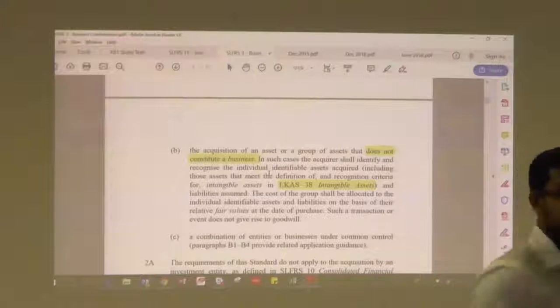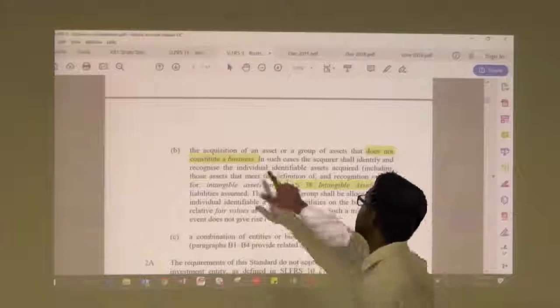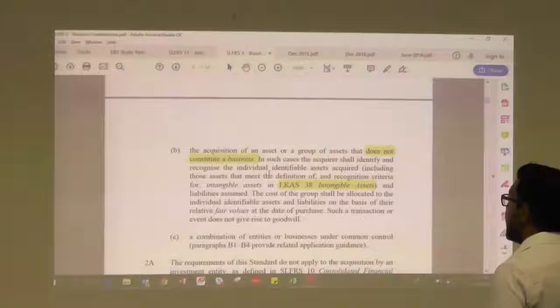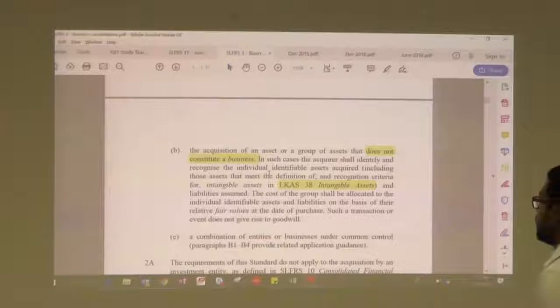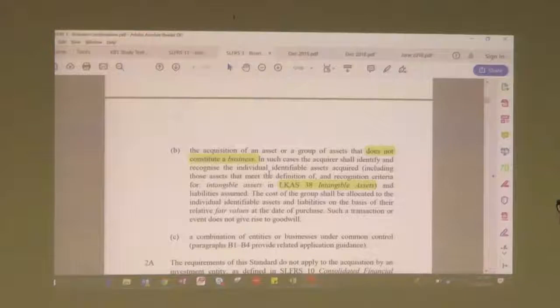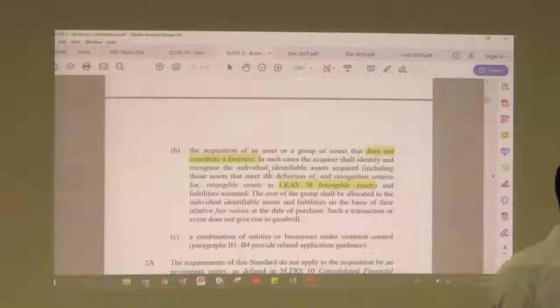If so, this standard will not be applicable. Why? To apply this standard, it should be a business. In such cases, the acquirer shall identify and recognize the individual identifiable assets acquired and liabilities assumed, including those assets that meet the definition and recognition criteria of intangible assets. If it is not a business, you may have intangible assets like goodwill, brand names, right?